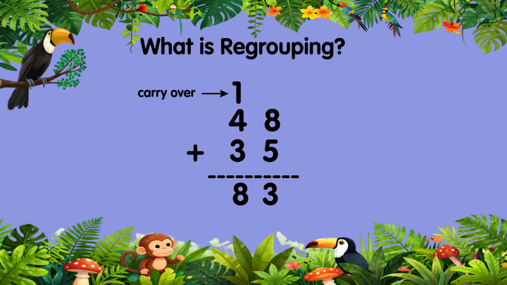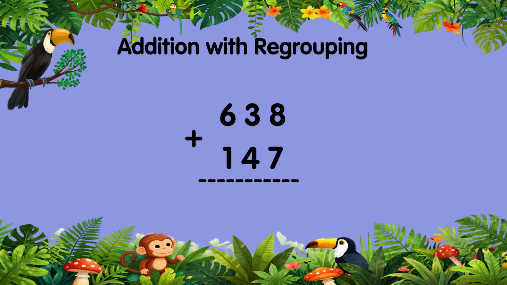Very good children. Now let's add 3-digit numbers. Add 638 and 147. First write one number below the other. Make sure the hundreds, tens and ones are in the same columns. Now first add the ones. 8 plus 7 equals 15. Write 5 in the ones place and carry over 1 to the tens place.